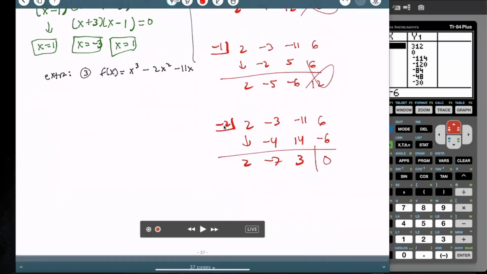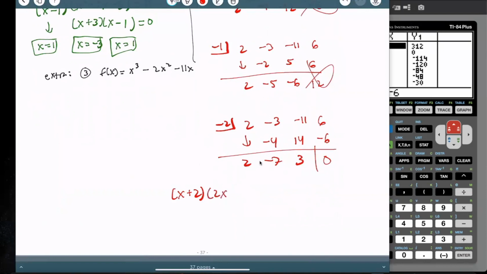If -2 is the root, that means the factor would be x plus 2, to get the -2 once you set it equal to 0. So I'm left with 2x squared minus 7x plus 3.